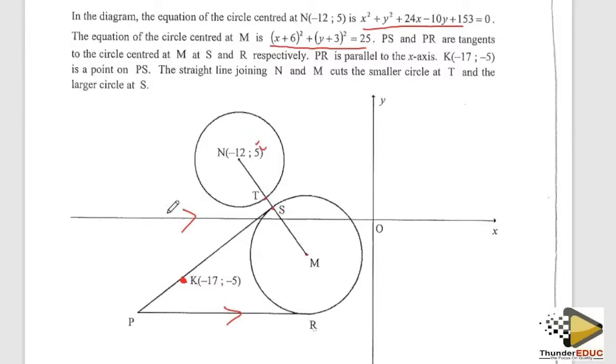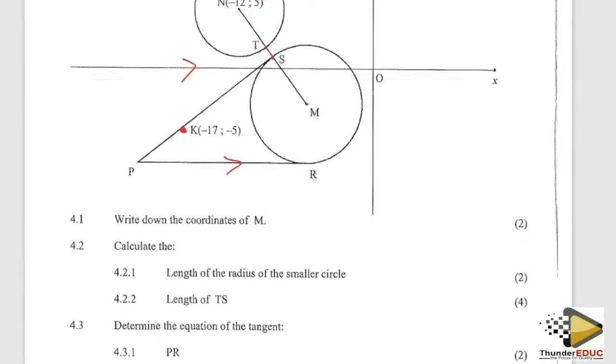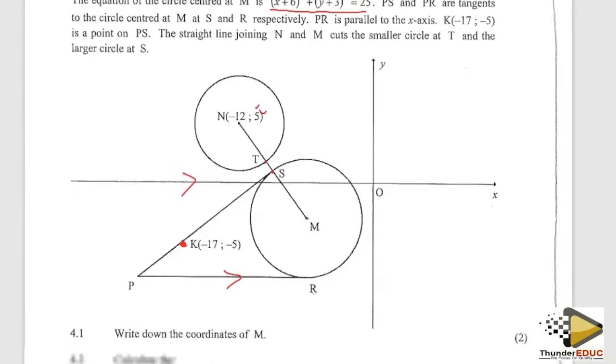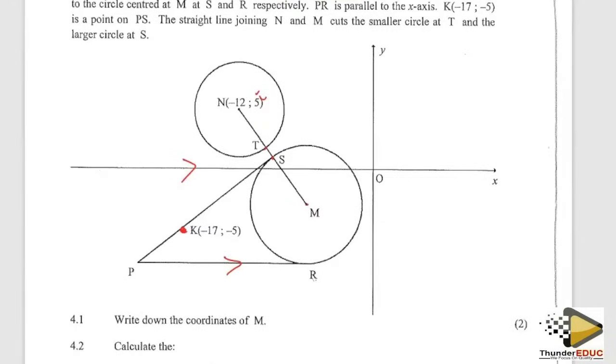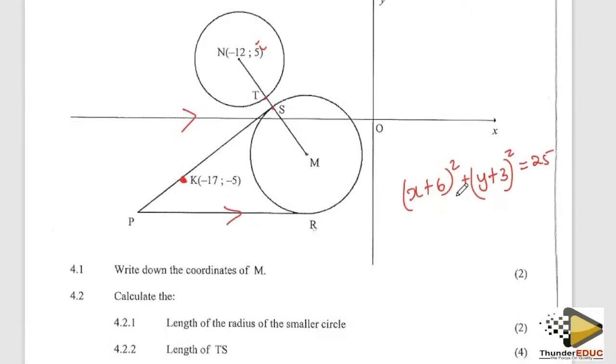All right. Then the first question is asking us to write down the coordinates of M. Do we have the equation of circle M? The answer is yes. Because remember that equation is x plus 6 squared, then y plus 3 squared, and then 5. So remember what we say, we always just get these coordinates but switch the signs. Okay, so M is going to be negative 6 and negative 3. There we go.